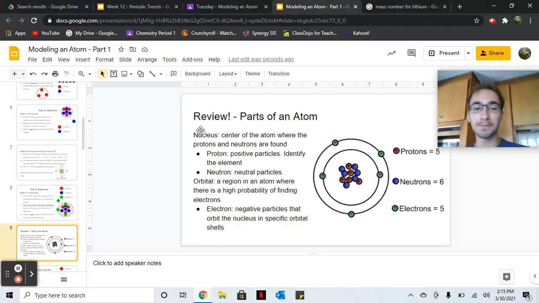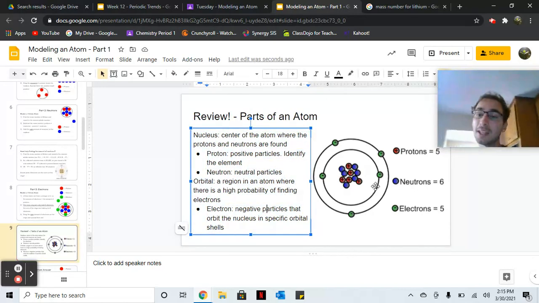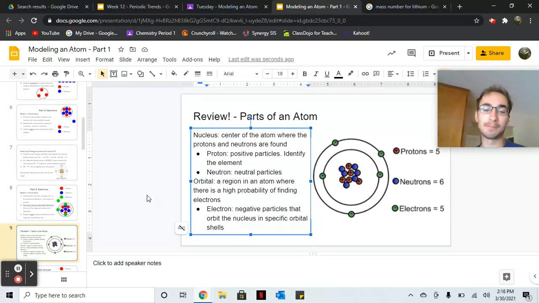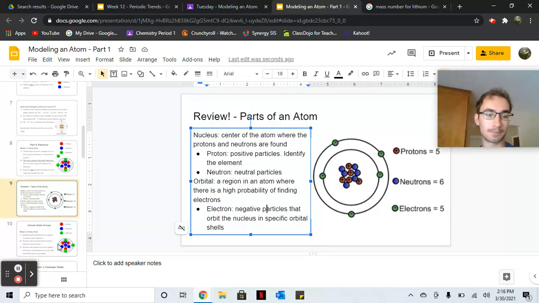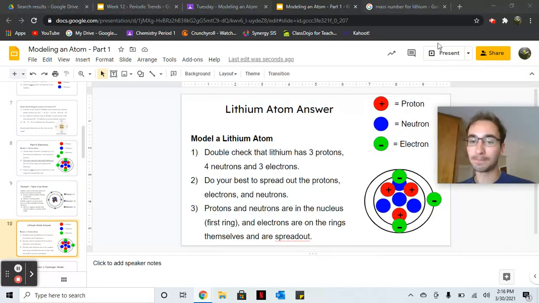And here's a summary of the terminology. Remember, protons and neutrons are in the nucleus, and then electrons are in the orbital rings outside them. Here's just some review to make sure you got it right. That's lithium.